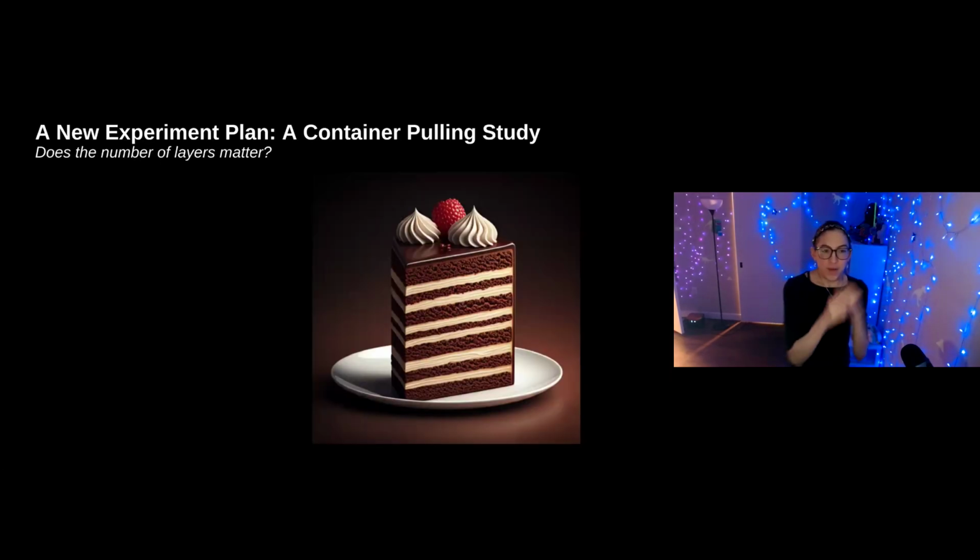So I came up with an experiment plan, a container pulling study, and the first question I had was about the number of layers. And of course, if you have a cake, more layers is better. Actually, I'm not sure about that if the fork can't make it through, but that's a different experiment.